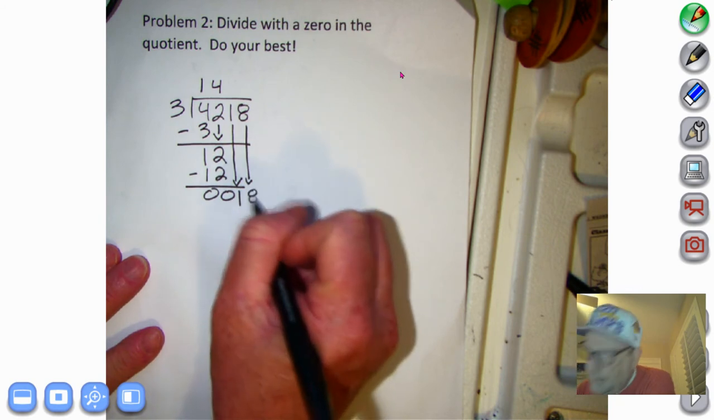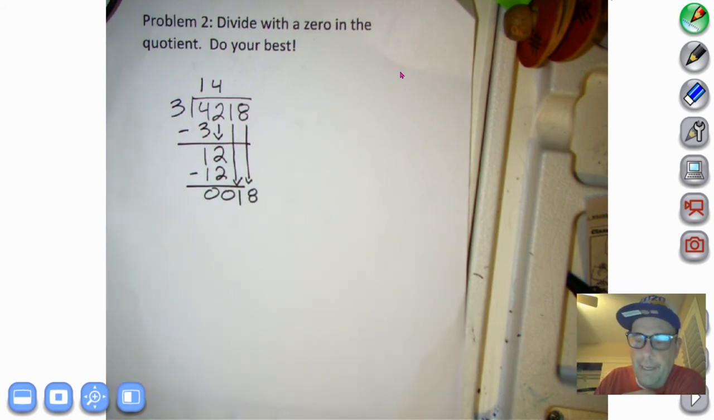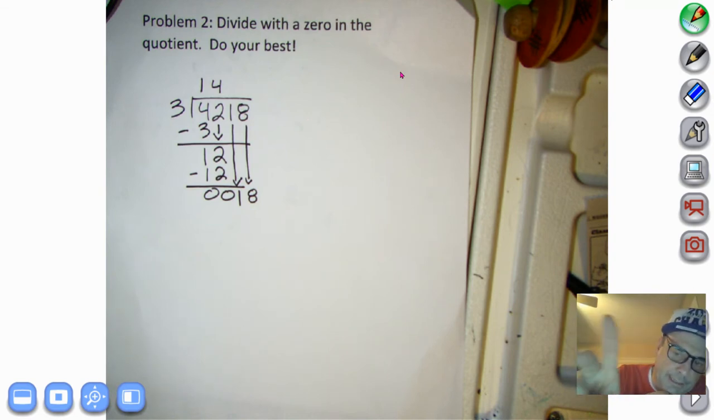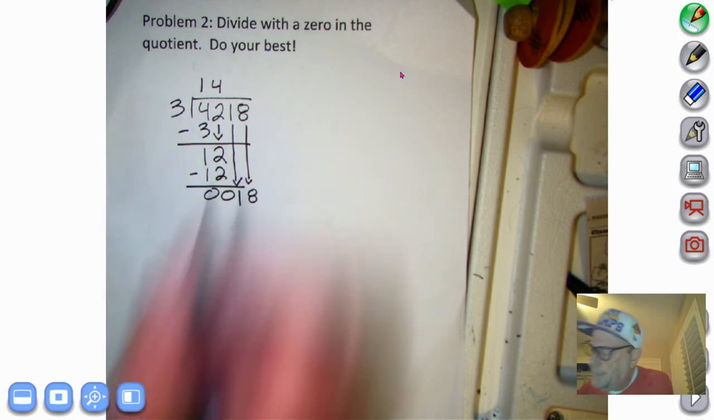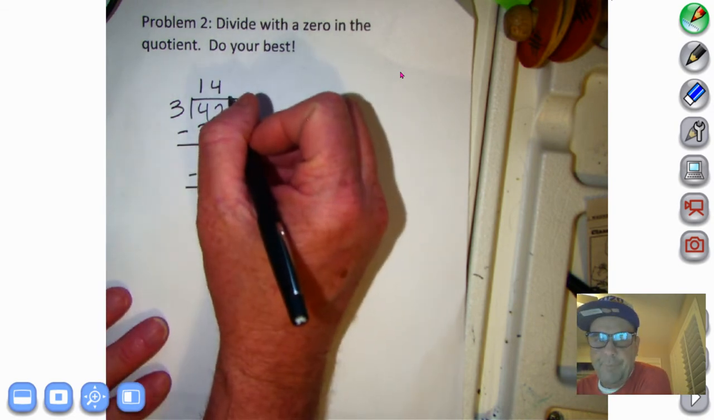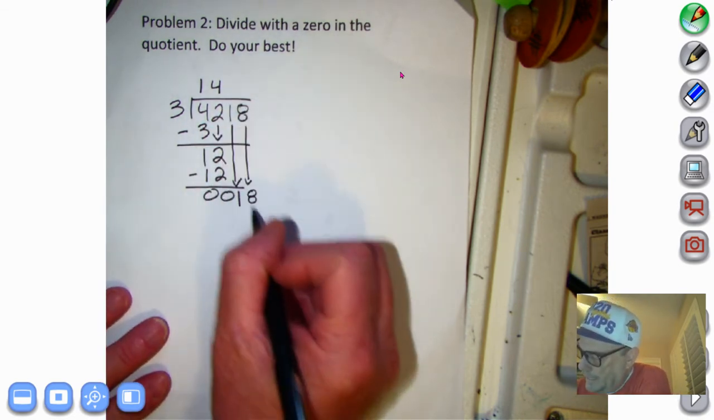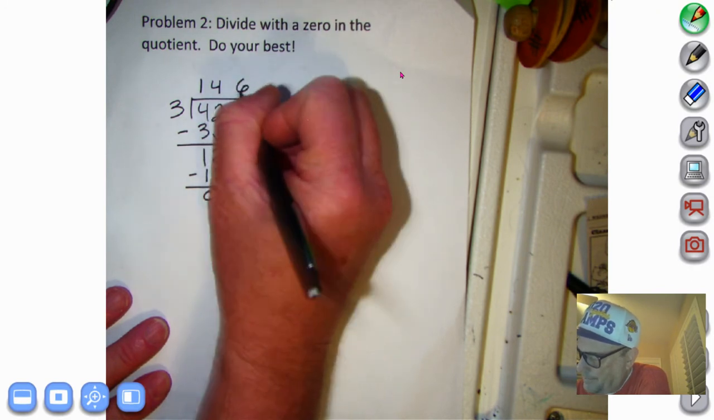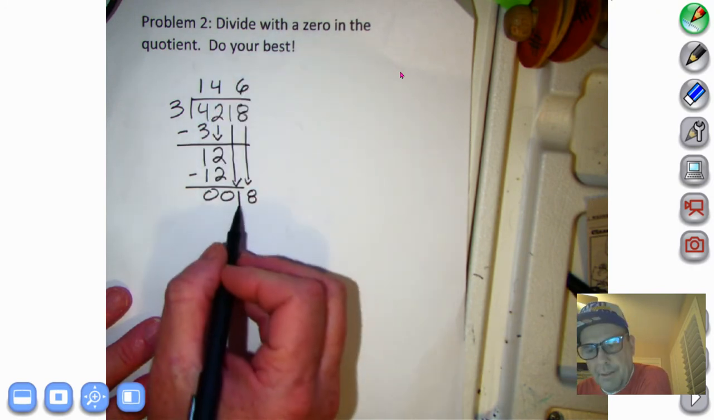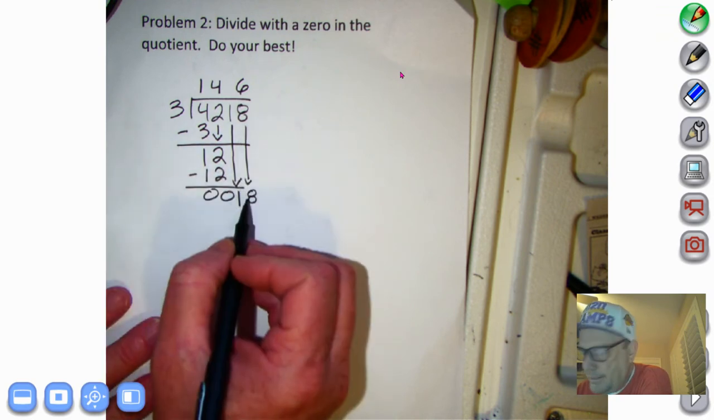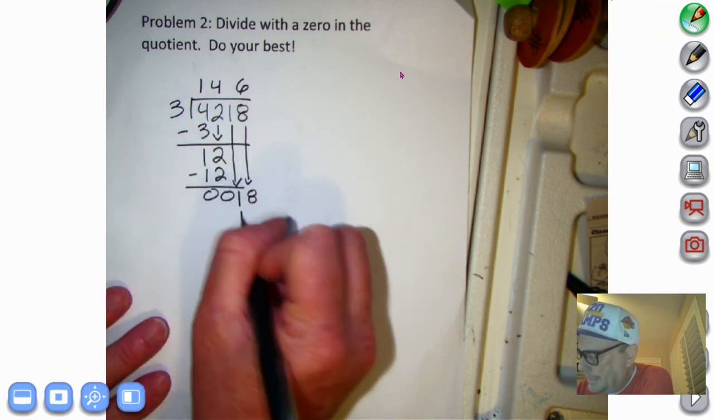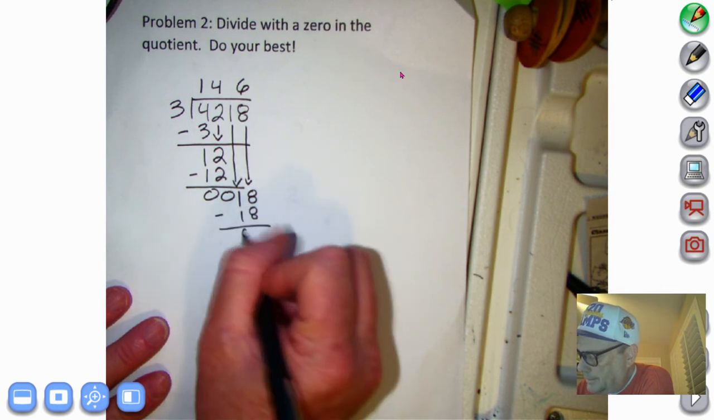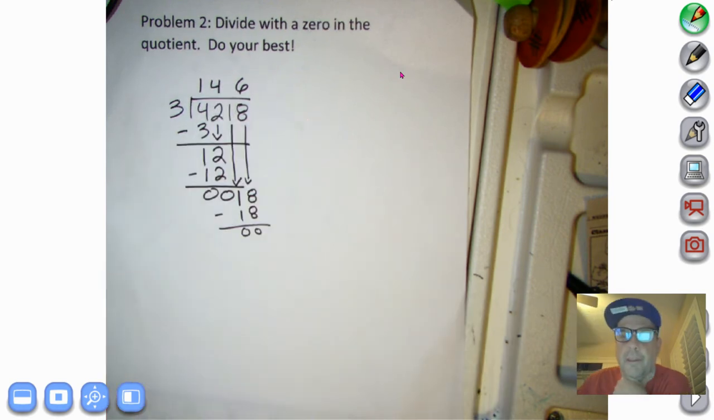Let's count by 3s and see what happens. 3, 6, 9, 12, 15, 18. So 3 times 6 is 18. But do I put the 6 here? No. Because I'm dividing the 18, I'm going to have to go straight up and put the 6 there. See what I'm getting at? I couldn't divide the 1 by the 3, so I brought down the 8. So 3 times 6 is 18. We subtract: 0, 0, no remainder. But what do I do with that little blank space there?